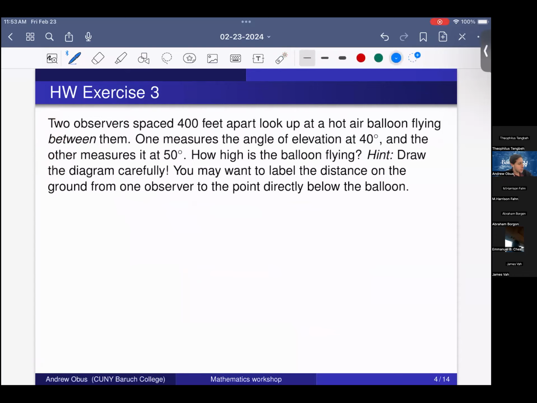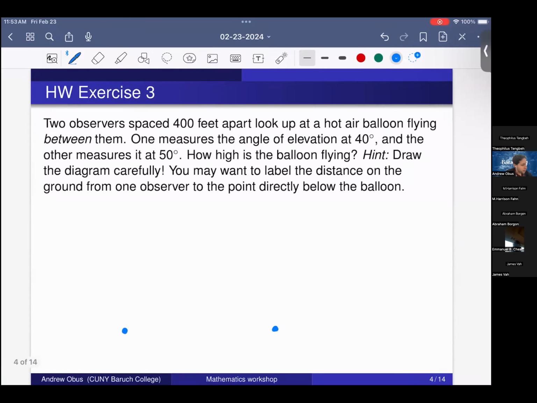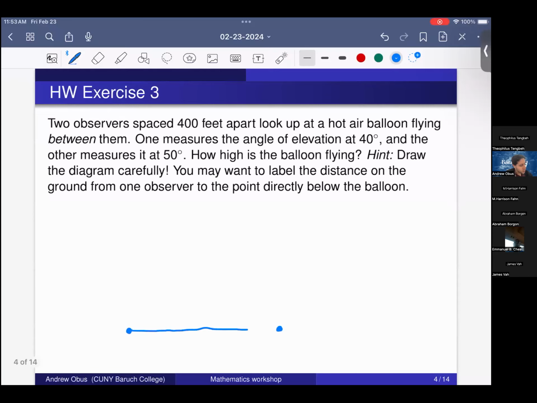So let's look piece by piece. We have 2 observers, say 1 and 2, and they're 400 feet apart. So we'll draw this diagram to start with here. And this is 400. Maybe we could call it observer A and observer B. Then a hot air balloon is flying between them, right? So the hot air balloon is somewhere here. Now note, this doesn't mean it's exactly halfway between them. It just means that it's somewhere between them. So this is the balloon. We could call it C, which is the balloon.